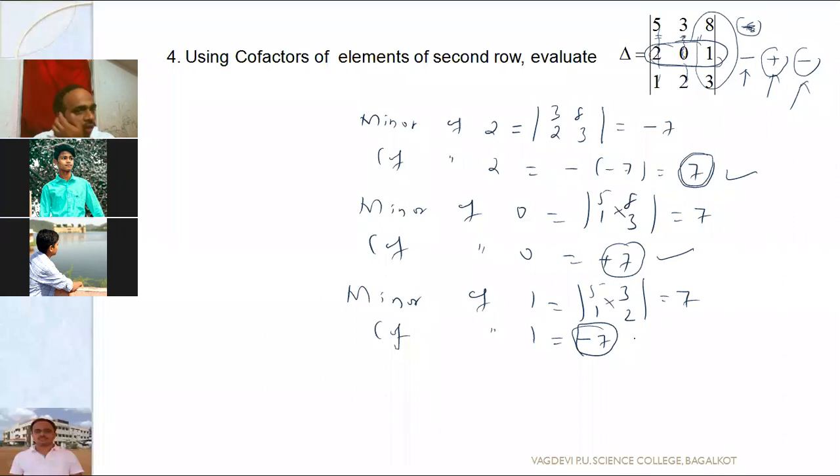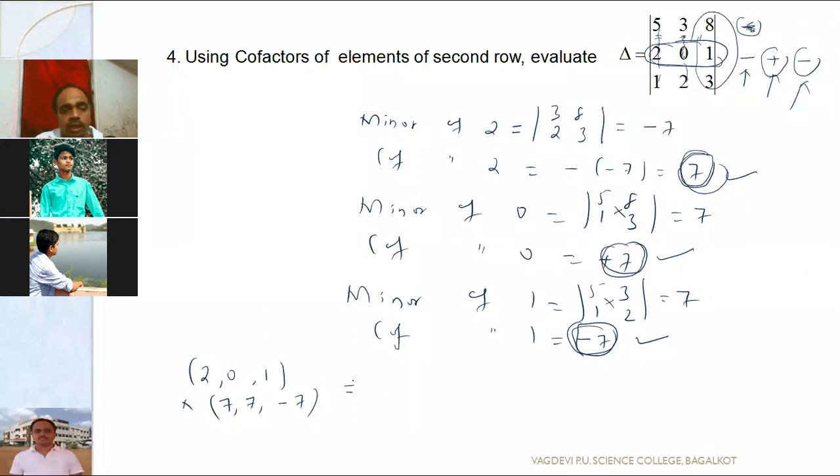Now I have to multiply the second row with the cofactors of the second row. So what are the second row elements? 2, 0, 1. You have to multiply this with the cofactors. The cofactor of 2 is 7, the cofactor of 0 is again 7, and the cofactor of 1 is minus 7. So the second row is 201, and their cofactors are 7, 7, minus 7.